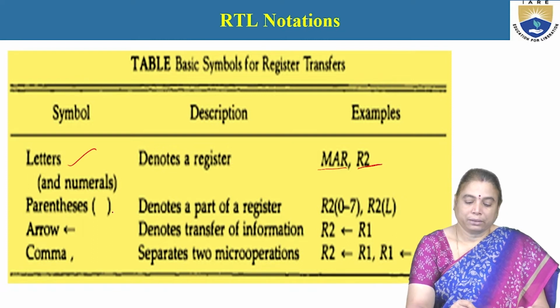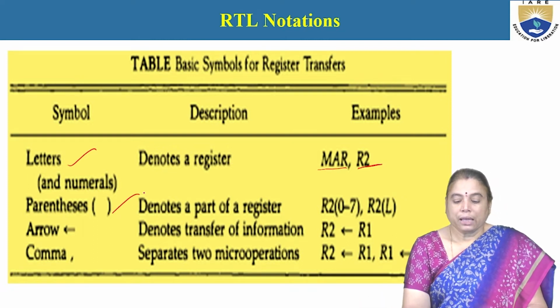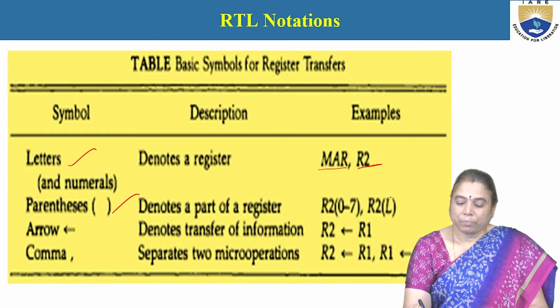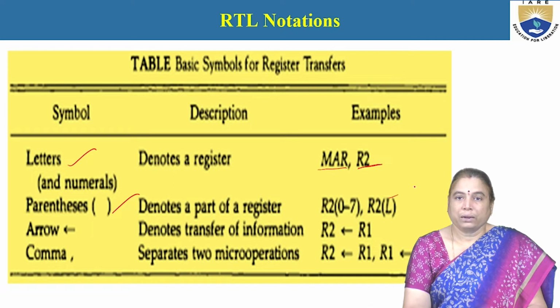Next is parenthesis, which denotes a part of a register. For a 16-bit register, bits 0 to 7 are generally considered as L, that is the lower part of the register, and bits 8 to 15 are generally considered as the higher part of the register bits.